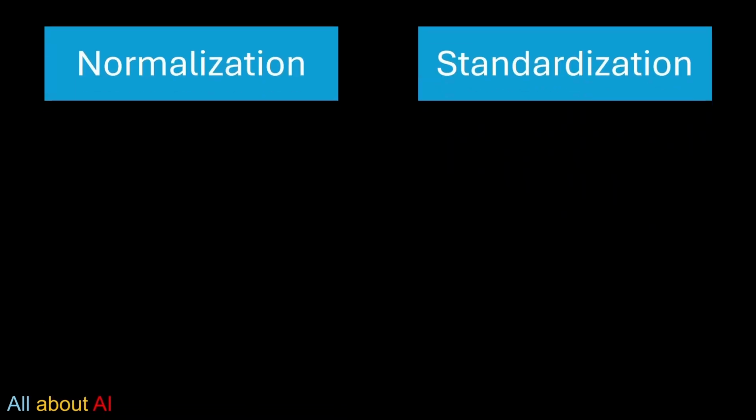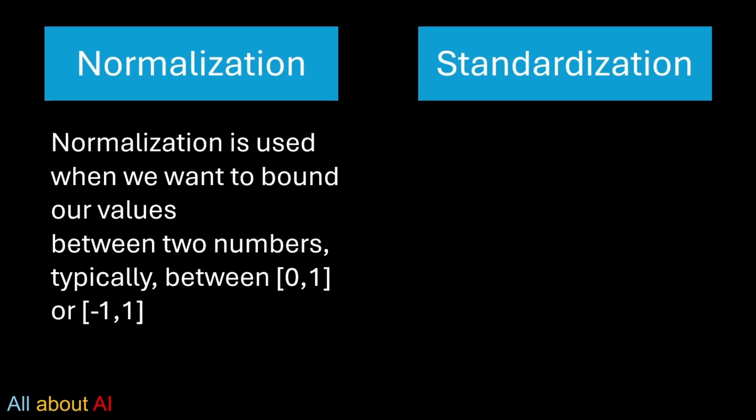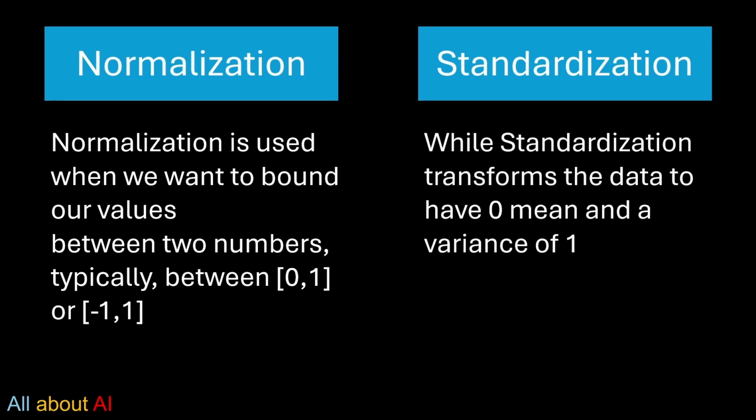Now, what is normalization and what is standardization? Normalization is used when we want to bound our values between two numbers. Though typically it's between 0 and 1 or -1 and 1, you can still set two different values, say 0 and 10. This is basically scaling all the numbers between this range. Compared to this, standardization is transforming the data to have a mean of 0 and a variance of 1. Basically converting it into a normalized form.